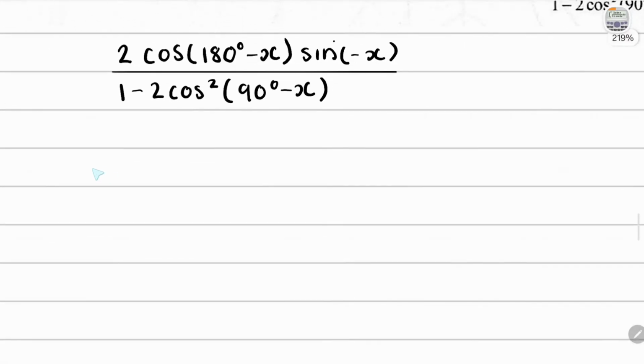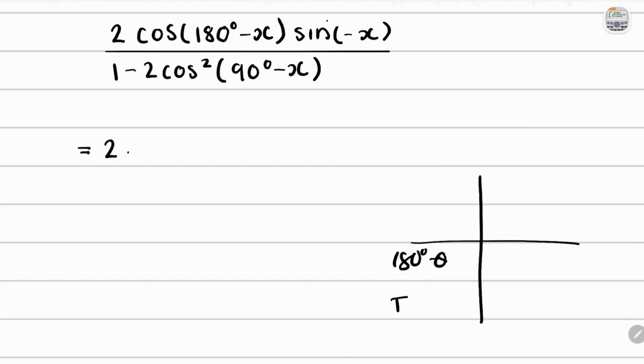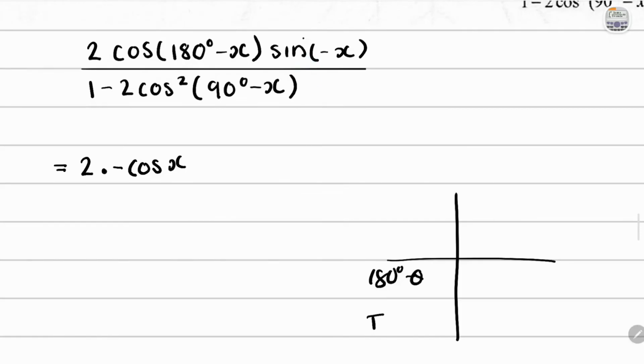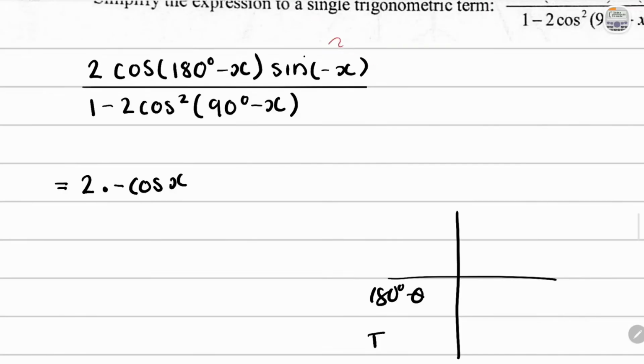Okay, so this is equal to, and now you see we have 180 degrees minus x, which we know is going to lie in tan's quadrant. So that's 180 degrees minus theta that we have there. So that would become negative. So that's going to be multiplied by a negative cos x, and then that is sine of negative x. Since the angle is negative, just add 360 degrees to this.